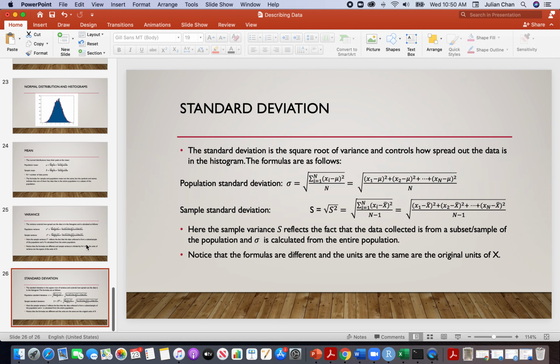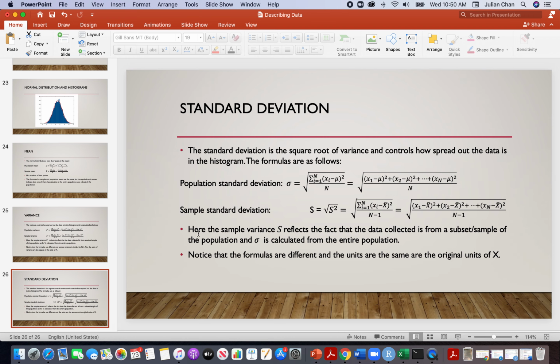Okay, so that's all that we have for today on describing data, after you've collected it. And these will be your first steps in data analysis.